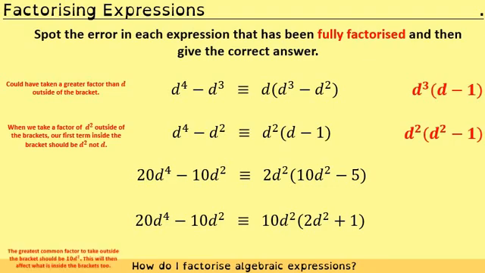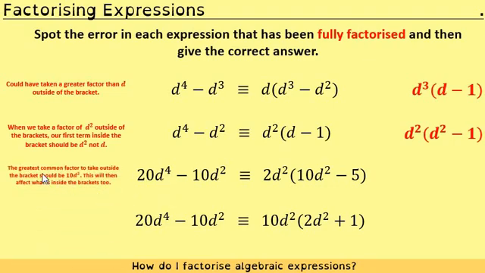Okay, next, the error here is that the greatest common factor to take outside the bracket should be 10d squared. And this will then affect what's inside the brackets too. So here I've decided to take out 2d squared. Now the d squared part is correct, because d to the power of 4, d to the power of 2, the maximum I can take out of both is 2, d squared is just d squared. But 20 and 10 have a highest common factor of 10, not 2. So actually I should see 10d squared outside the bracket, and then that will affect what's inside the bracket too.